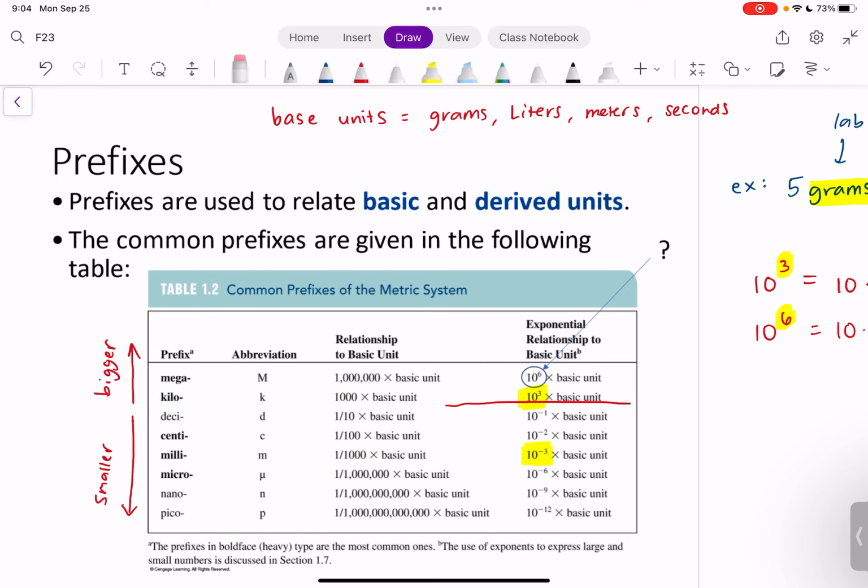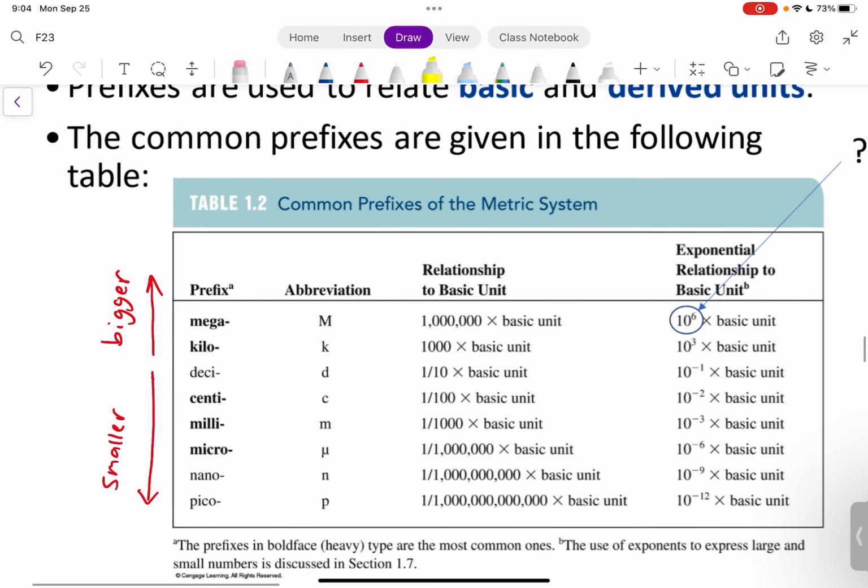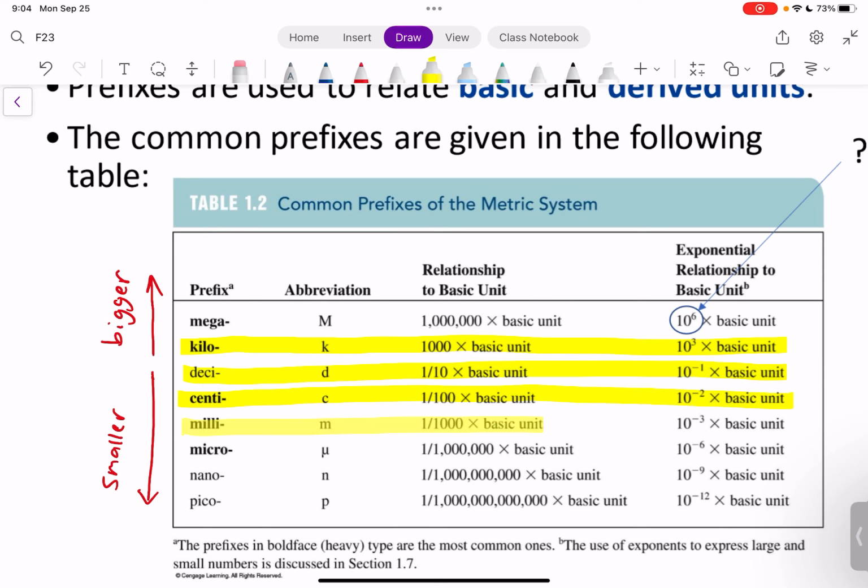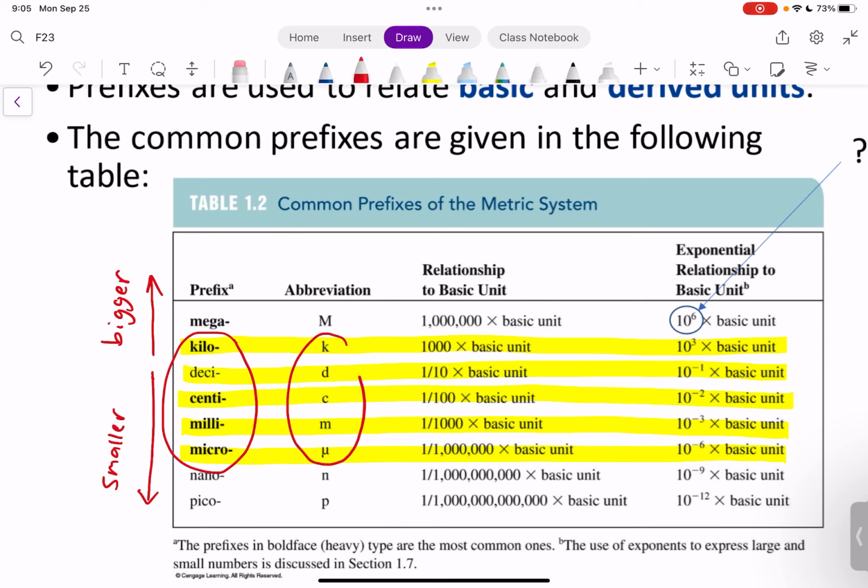I do want to let you know which ones you need to memorize for this class, because I don't want you to memorize every single one of these. The ones I want you to memorize for this class are kilo, deci, centi, milli, and micro. When I say you need to memorize them, I want you to memorize the prefix, so what you're going to write in front of your base unit. I want you to memorize the abbreviation, and I want you to memorize what number you need to multiply your base unit by to convert to that unit.